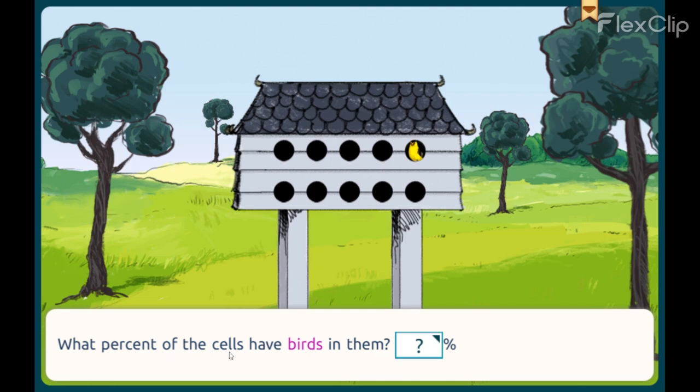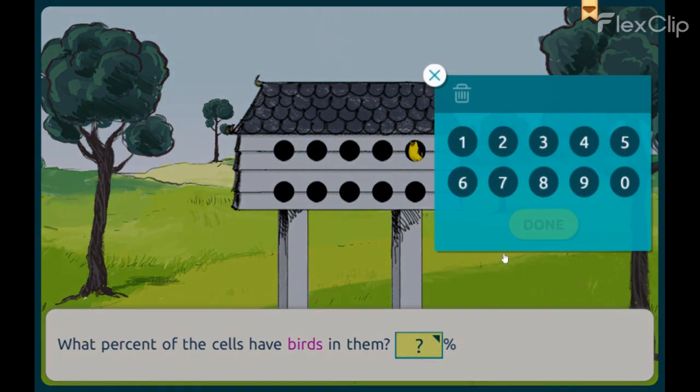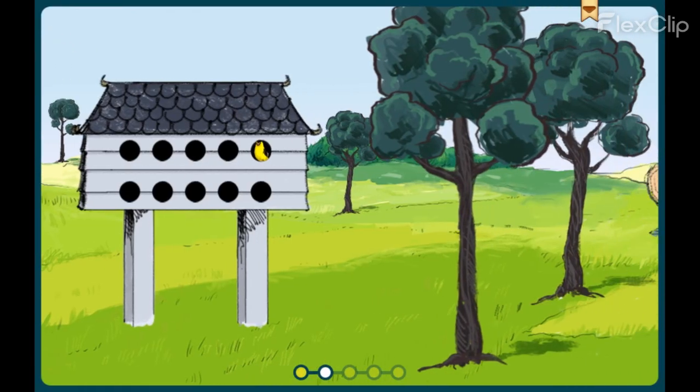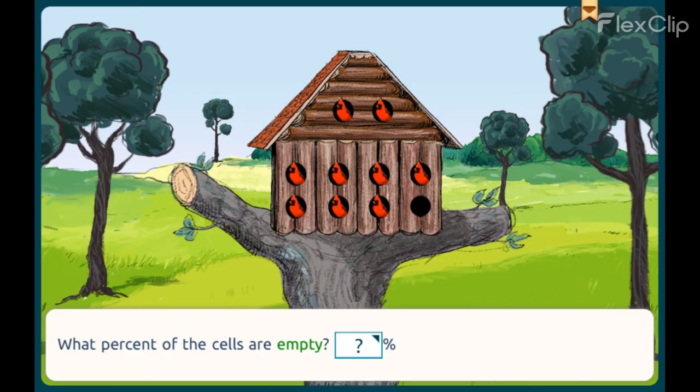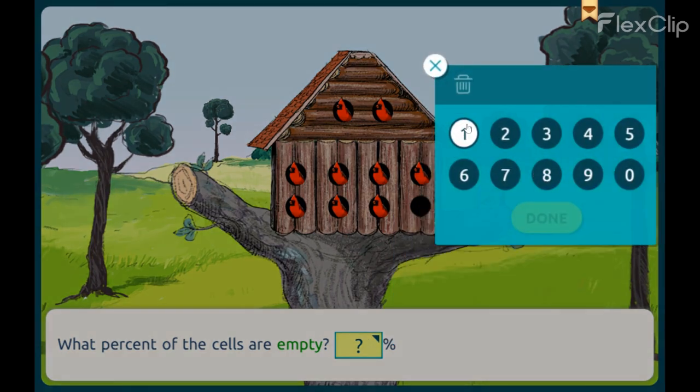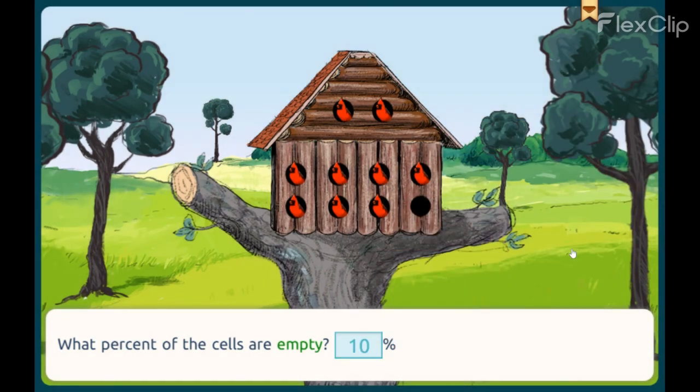What percent of the cells have birds in them? Each cell is 10%. We have only one cell being occupied, which means 10%. We have 10 cells, and we need to calculate the percentage of the cells that are empty.